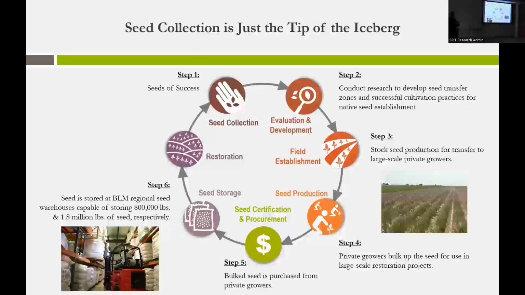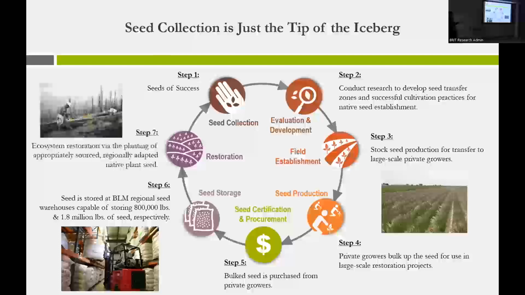And during particularly bad fire seasons, one of the figures that I saw was the BLM may purchase upwards of 7 million pounds of native plant seed in a single year for some of these larger restoration projects. So having these large warehouses storing native seed is extremely important. And then that provides a readily available supply of appropriately sourced, regionally adapted, which is really the most important part of this, regionally adapted native plant seed for use in restoration. And then the process continues, right?